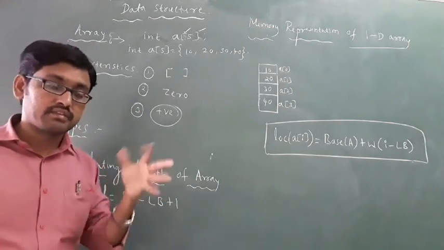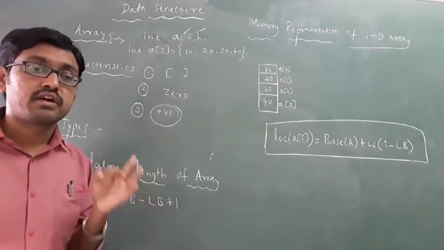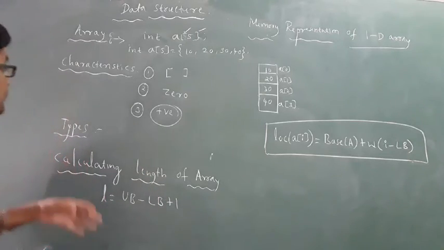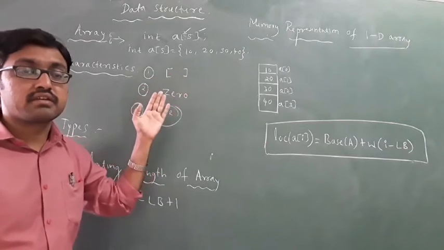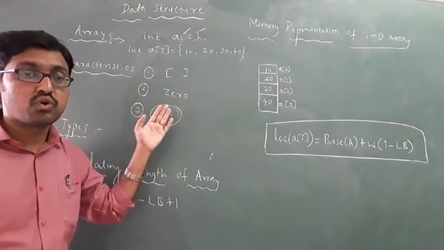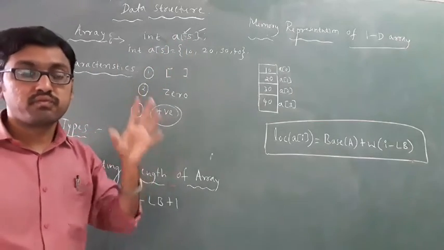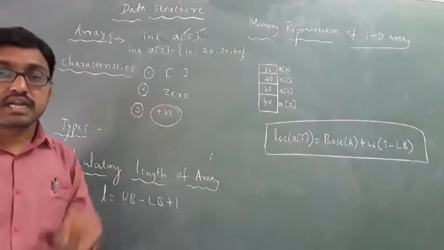In the examination they will ask you to mention any one characteristic of an array. See, you can write: it has a subscript, it always starts with 0, and the subscript always has a positive value. Okay, this is about the characteristics of an array.